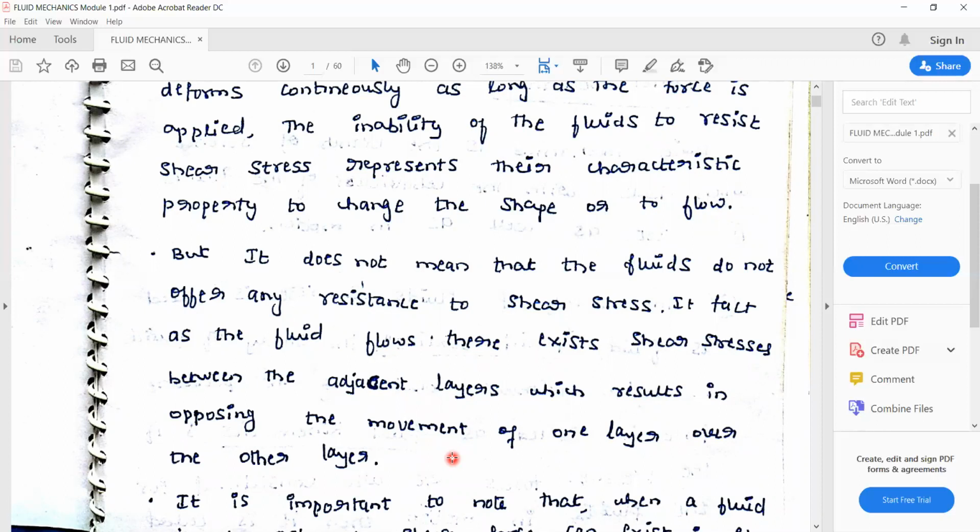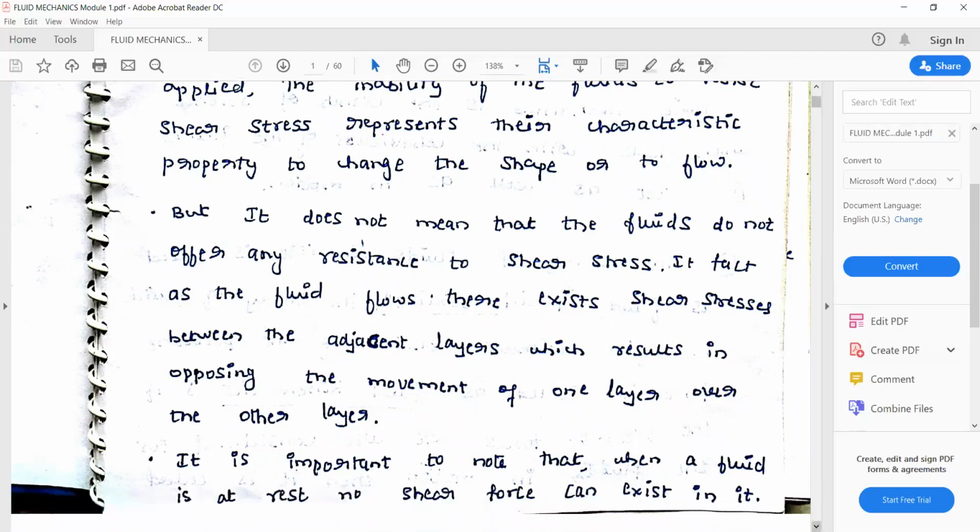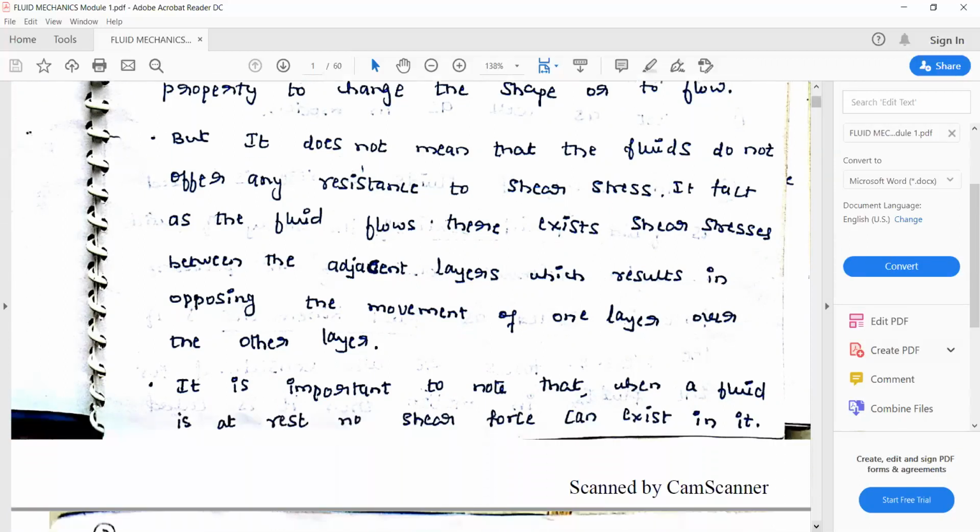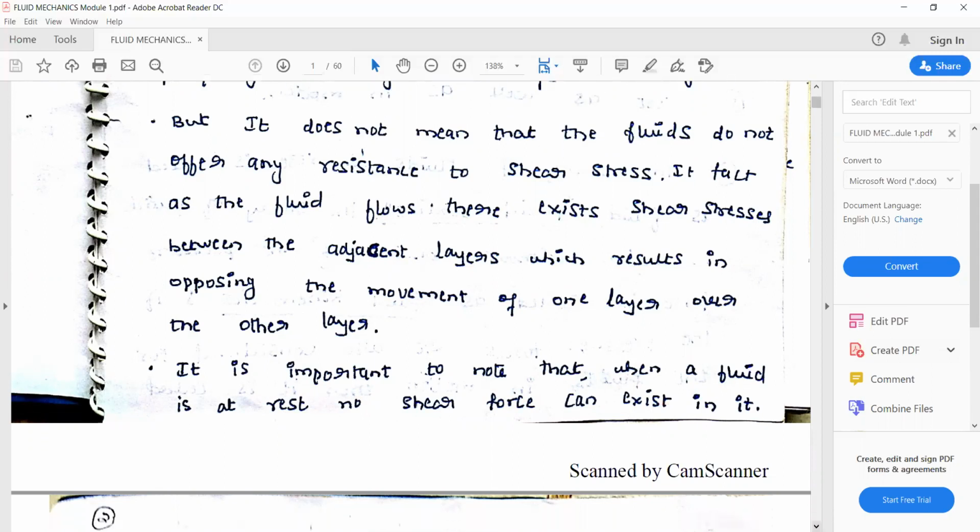Whenever the fluid is flowing, there is a shear stress between the fluid layers, from one layer to another layer. It is important to note that when a fluid is at rest, no shear stress can exist in it. Why? Because whenever the fluid is at rest, it will not move, so there is no movement of the fluid layers. Because of that, there is no shear stress between the fluid layers. This is the definition of the fluid.